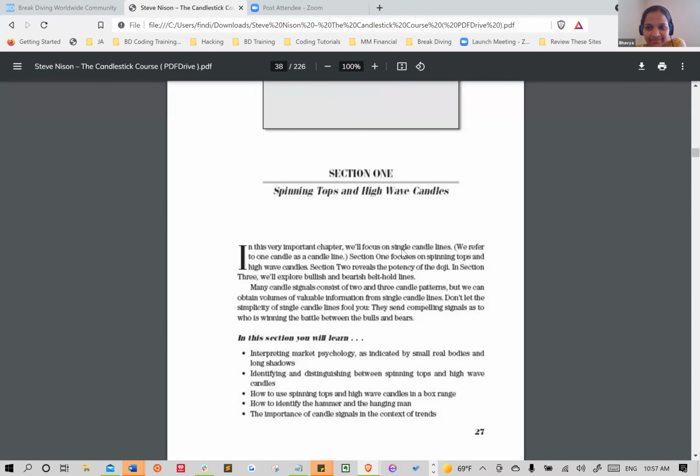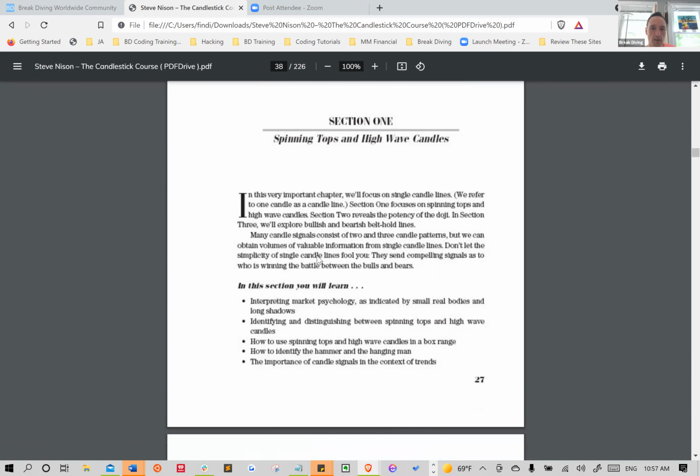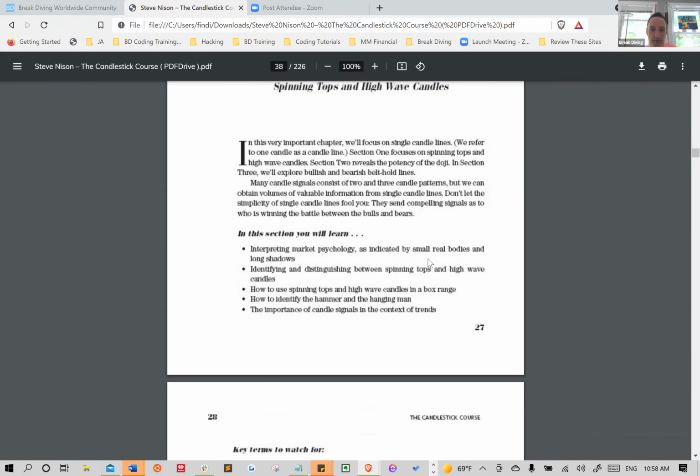Spinning tops and high wave candles. We're focused on single candle lines. One candle is a candle line. Section 1 focuses on spinning tops and high wave candles. Section 2 reveals the potency of the doji. In section 3, we'll explore bullish and bearish belt hold lines. Many candle signals consist of 2 and 3 candle patterns, but we can obtain volumes of valuable information from single candle lines. Don't let the simplicity of single candle lines fool you. They send compelling signals as to who's winning the battle between the bulls and the bears.